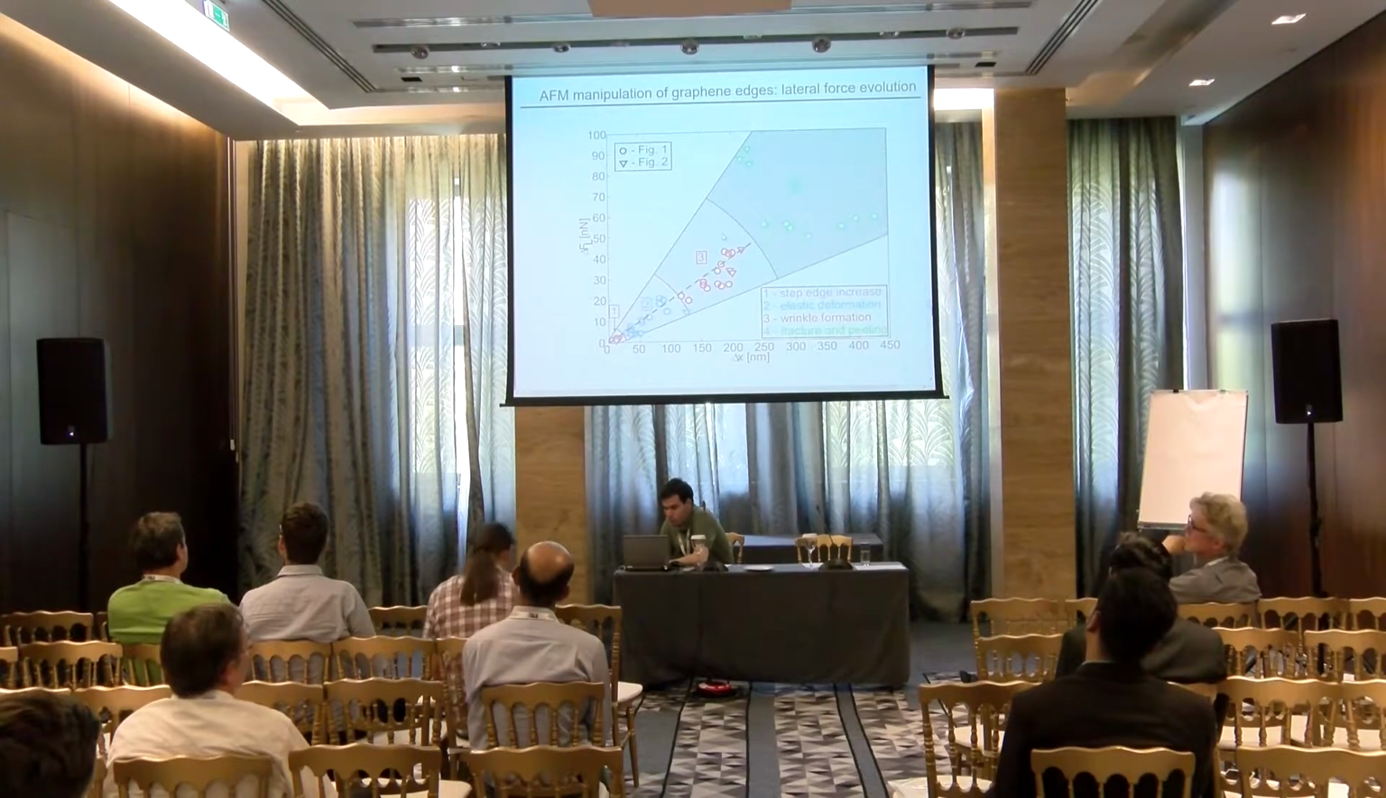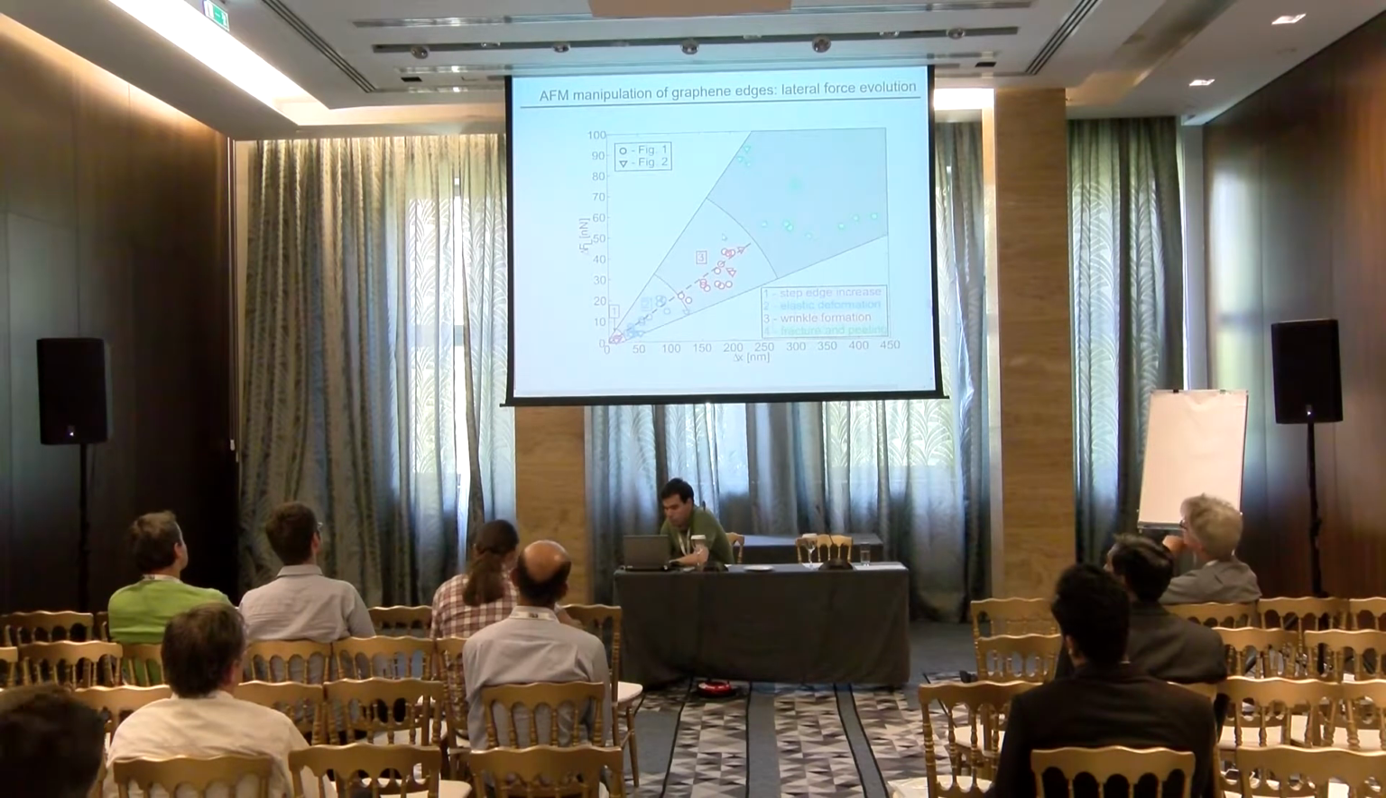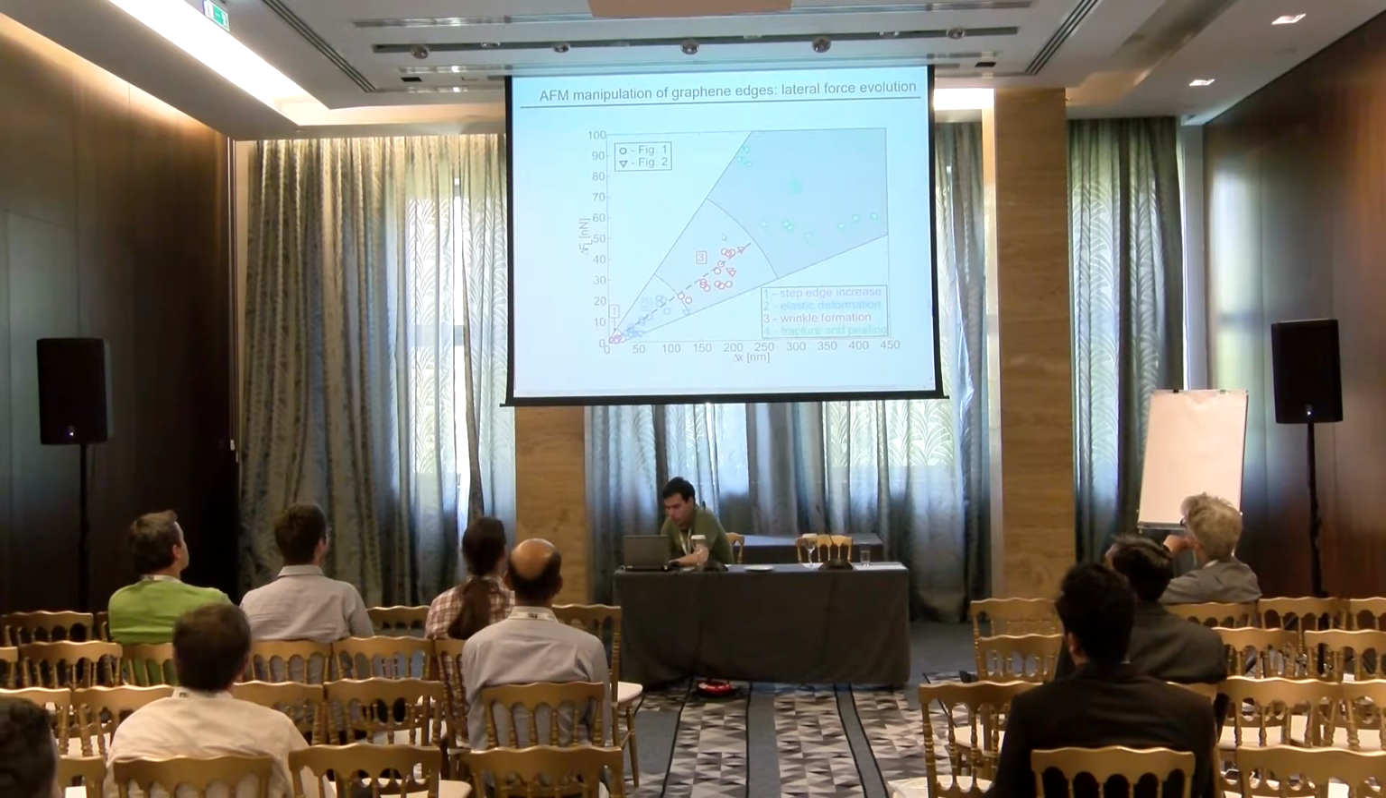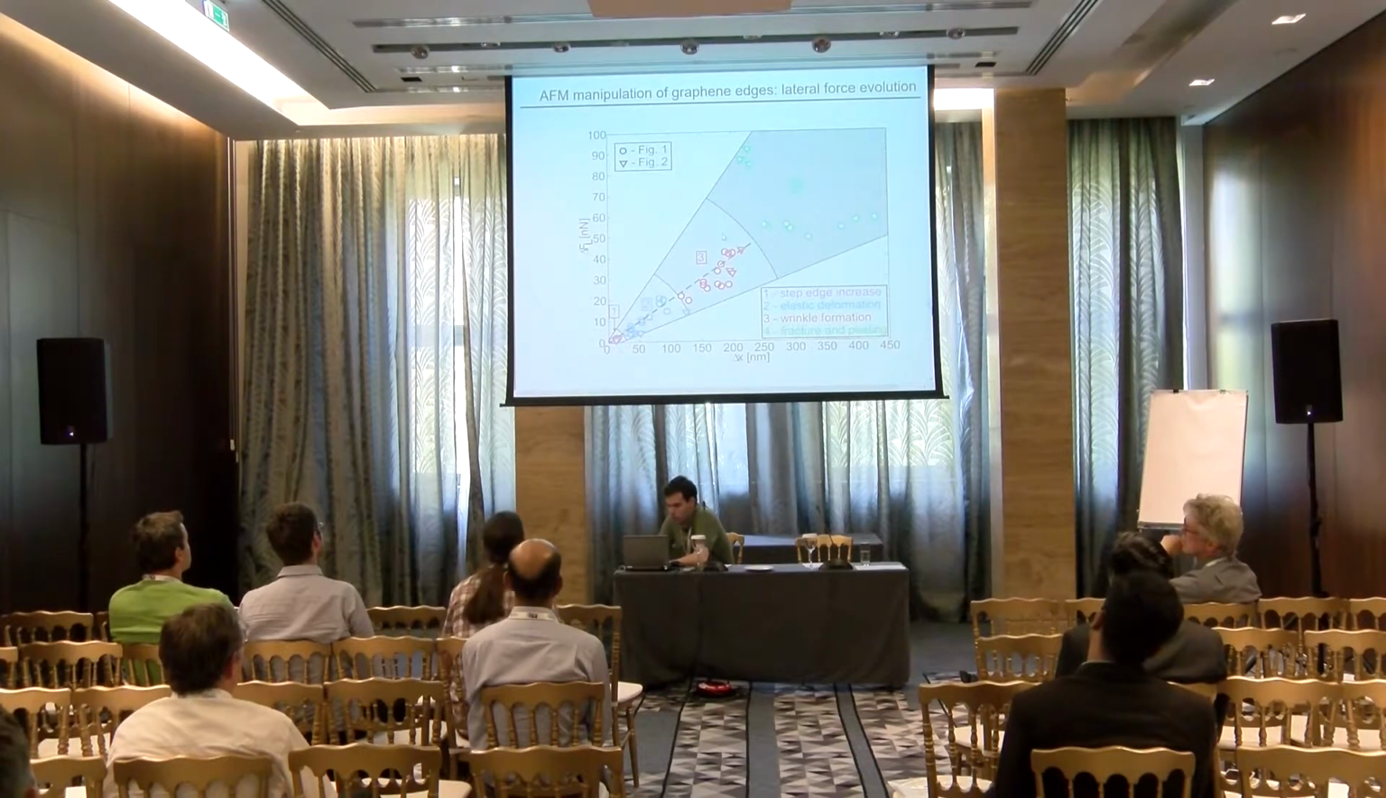And when we reach this lateral force of around 50 nanonewtons, which is practically, I forgot the word. Sorry. We have complete fracture and peeling of graphene. Yeah, this is practically the tensile strength. After the tensile strength is reached, we have fracture and complete peeling of graphene.